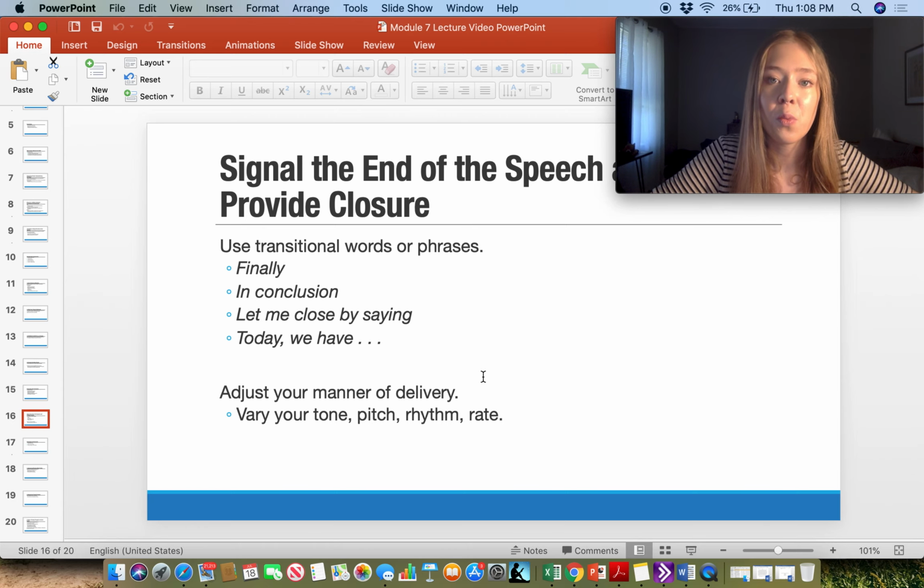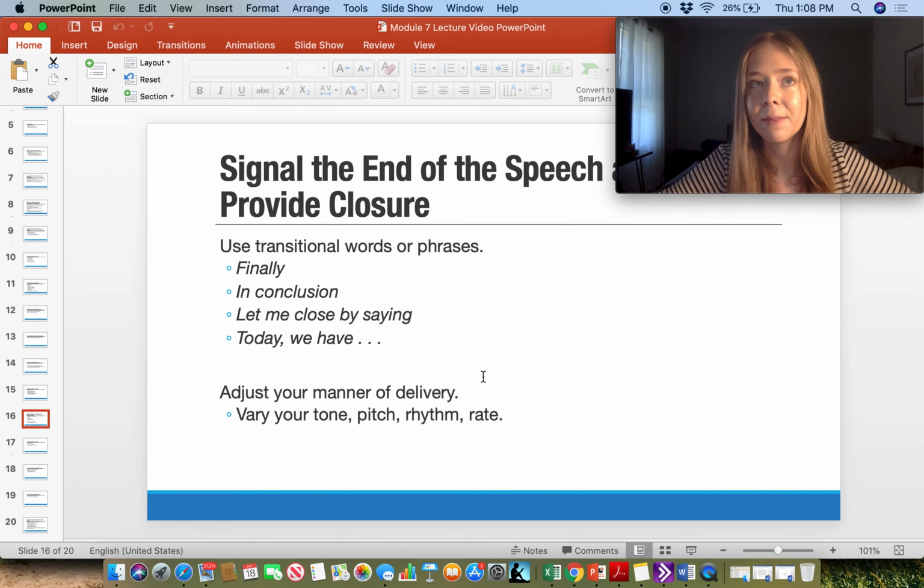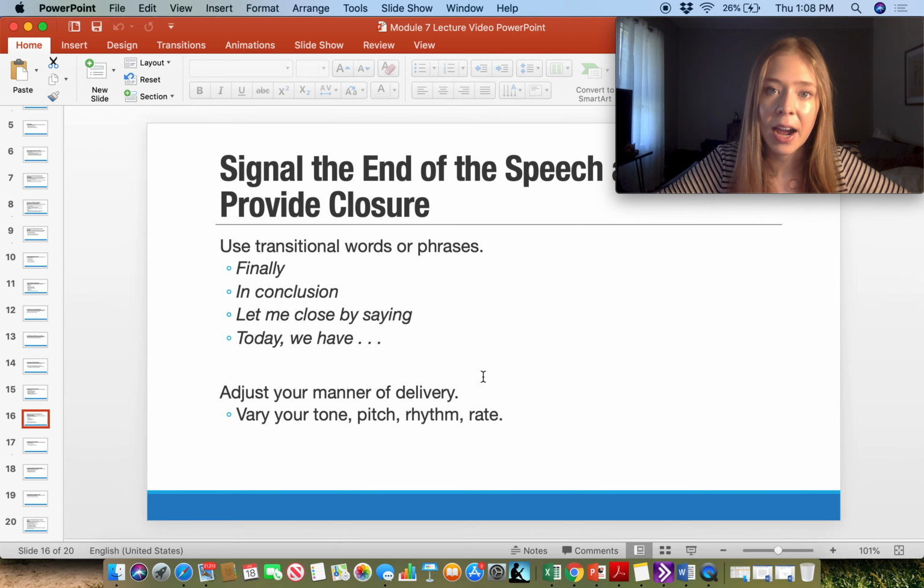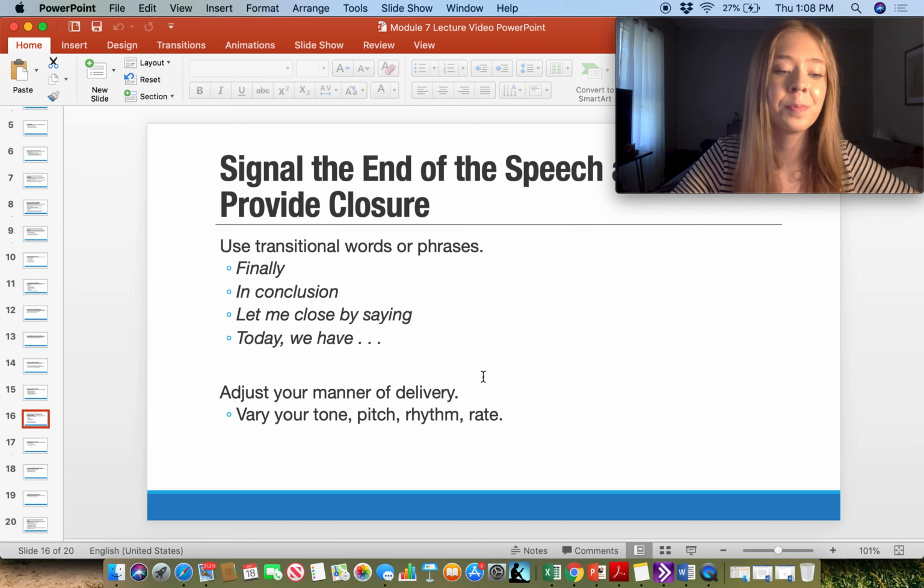So if you want to have a more somber ending to your speech, if you've had a lot of really difficult information to present, you can again slow down, you could review, or you could do the opposite and you could get more intense and have a really strong call to action that we need to take action against this problem.